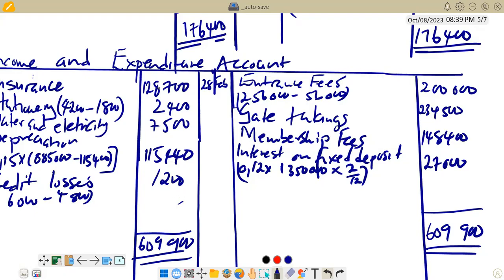Then you subtract the total of the debit side. So generally you're just going to say 609,900 minus 1,200 minus 150,440 minus 7,500 minus 2,500 minus 120,700. If you calculate that correctly, you are supposed to get 345,660. And this one, remember, we call the accumulated fund.